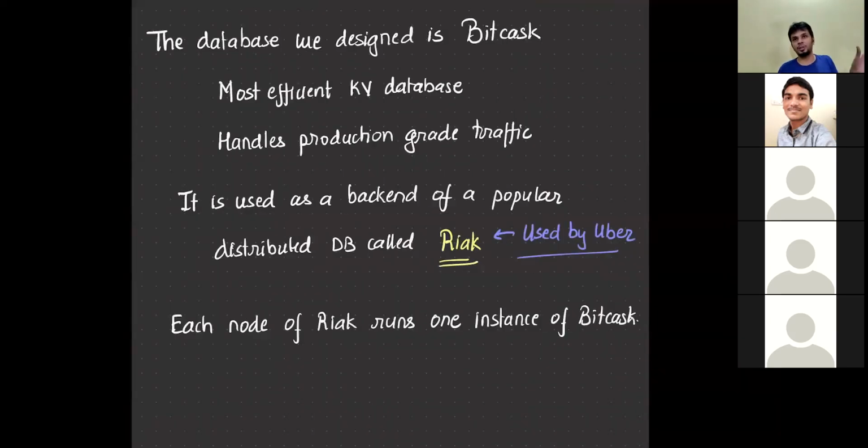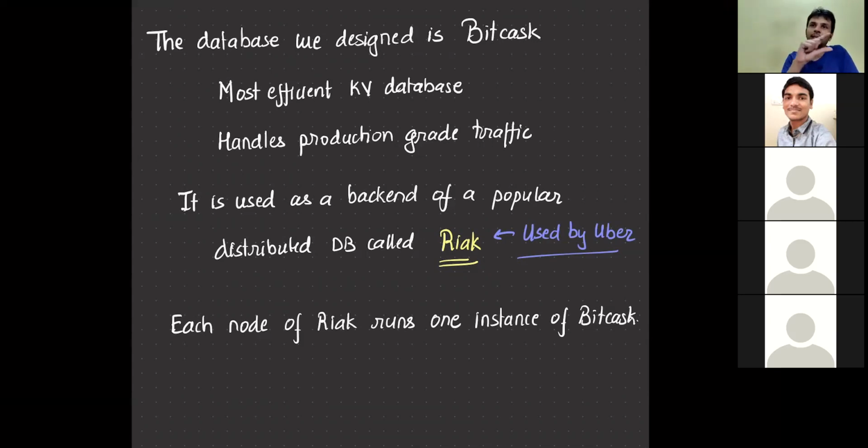The database that we just talked about, this storage, is nothing but Bitcask. This is a very famous database called Bitcask. It's one of the most efficient key-value stores out there, and it handles production-grade traffic. It is the backend of a database called Riak, R-I-A-K, and Riak is used by Uber in production. So Uber uses Riak, and Riak's backend is Bitcask. Riak is a distributed, sharded database. Each node of that database runs one instance of Bitcask.